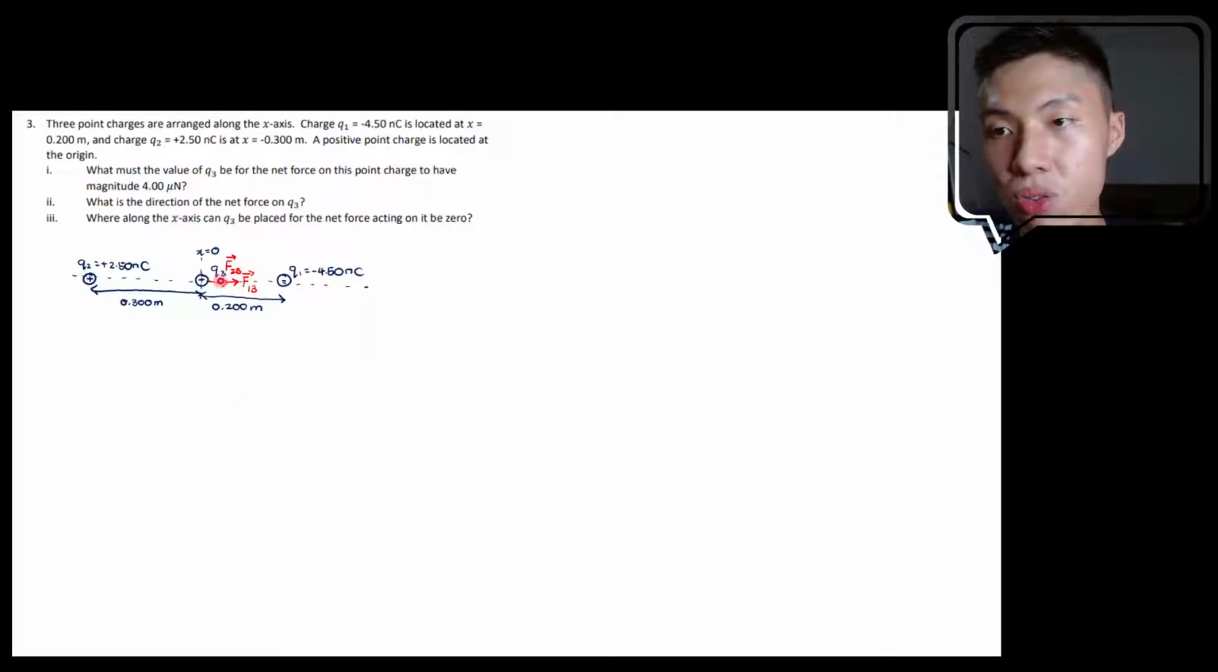Again, Q2 and Q3 are positively charged. They are like charges, they will repel each other. So Q3 will push Q2 in that direction, but that's not relevant for our discussion. What's relevant is that Q2 is pushing Q3 in this direction to repel it away. So F23 and F13 are in the same direction. Okay, and they tell us that if you add these two up, the net force must be equal to 4 micronewton. So that is our aim right now. If we add up F23 and F13 and the answer is 4 micronewton, then what will be Q3? Okay, so let's try to write it out in mathematical form.